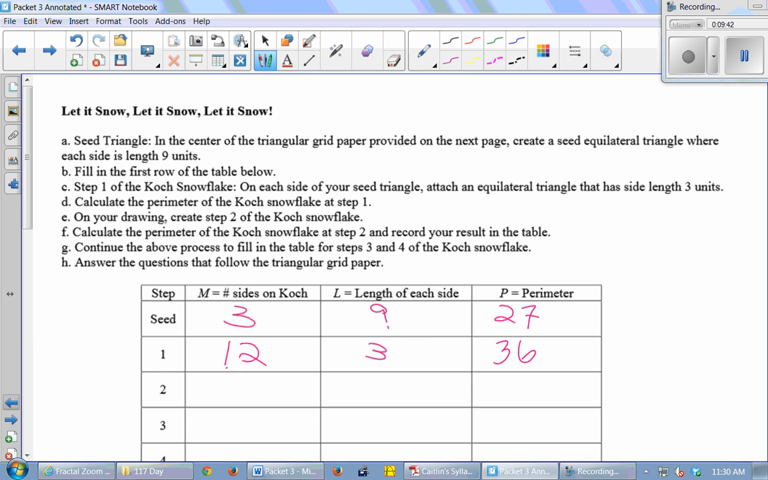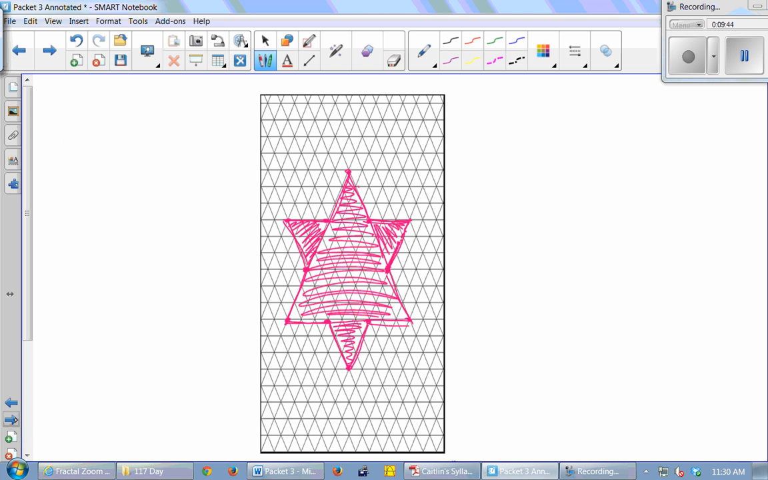All right, so then if I do another step, on the middle third of each side of my snowflake, I'm going to put another little triangle. So that's 1, 2, 3, well, I'll count the sides after. Yep, put them on every side, not just the new sides.